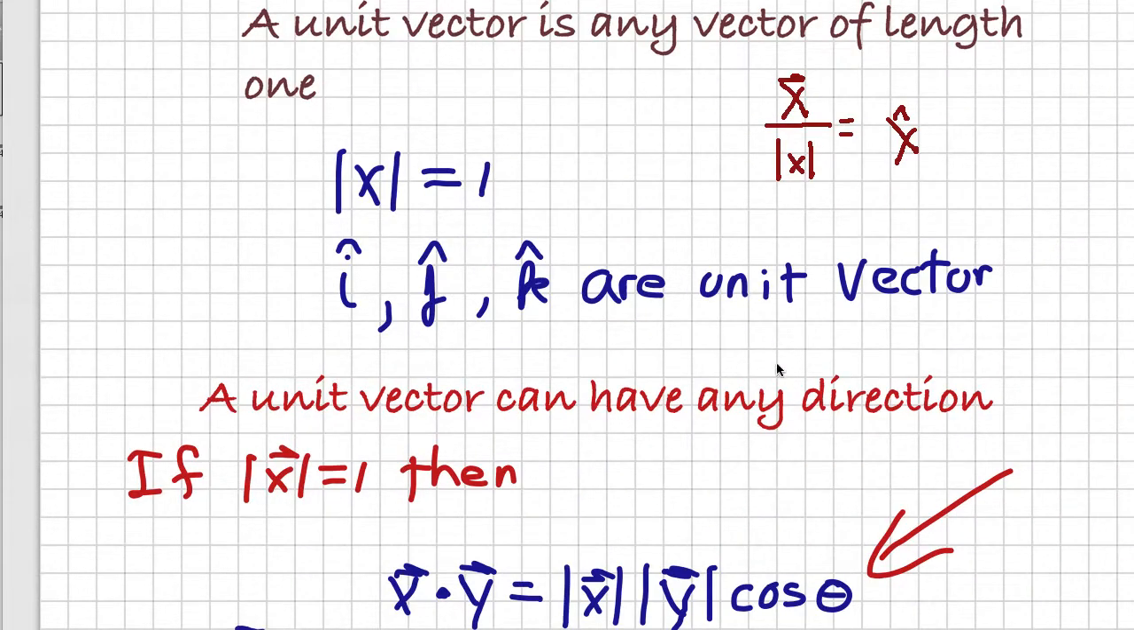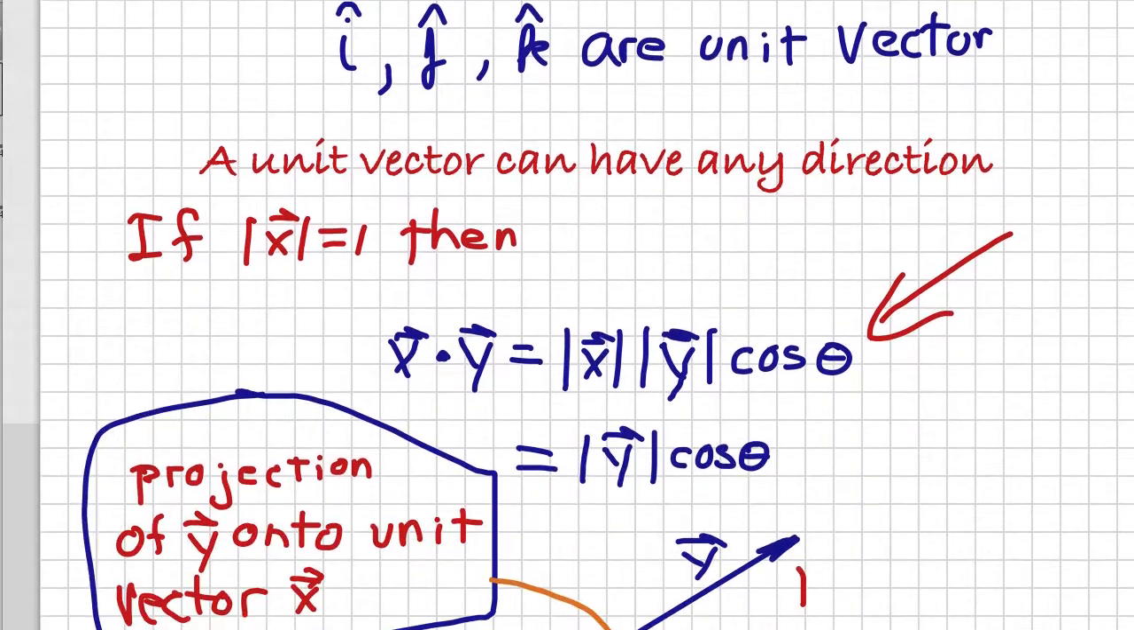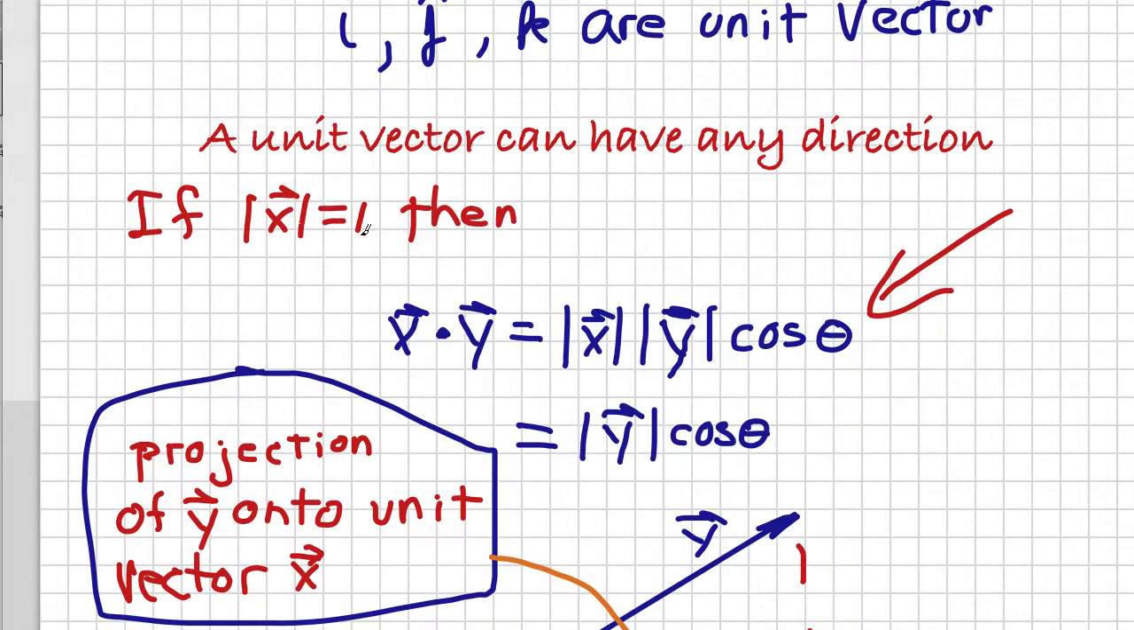So with that now, suppose that x were a unit vector to begin with. If that were the case, I come down here, I say, okay, now if the magnitude of my x vector equals 1, any vector of length 1 is a unit vector, and in that case, x dot y, which would equal magnitude of x times magnitude of y times cosine of theta, the magnitude of x is 1, so this just becomes 1 right here.